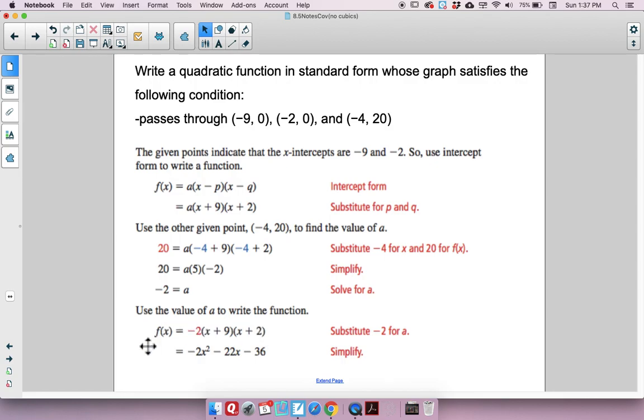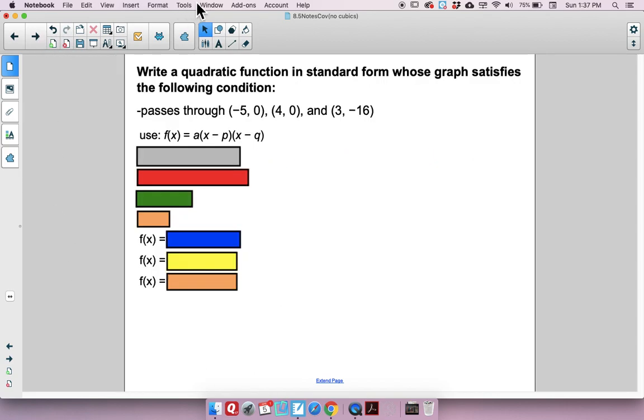Here is our intercept form, right? X-intercept form, okay? And then they said standard form, so all we have to do is multiply it out. Okay. So why don't you go ahead and try this one, okay?